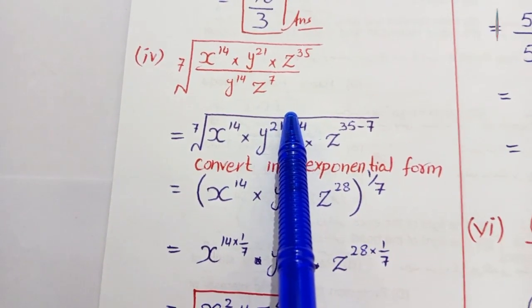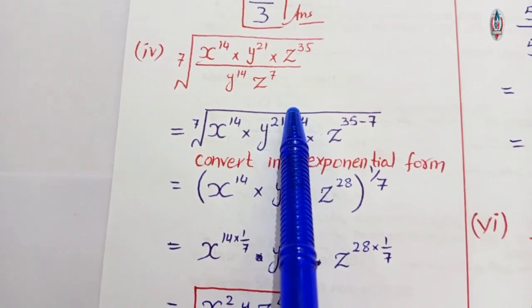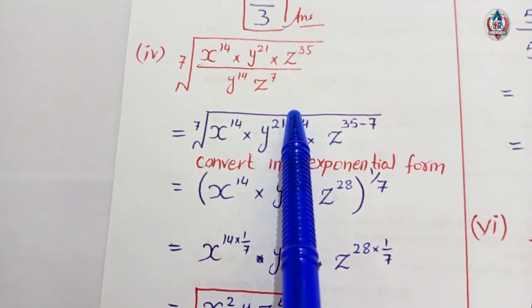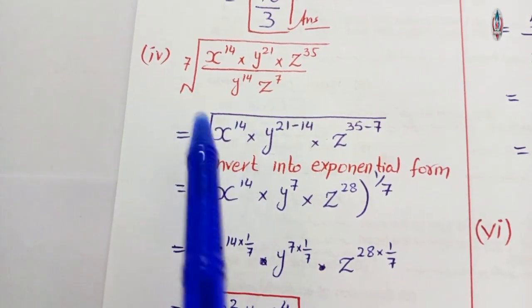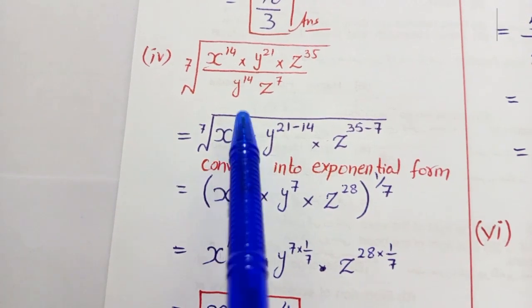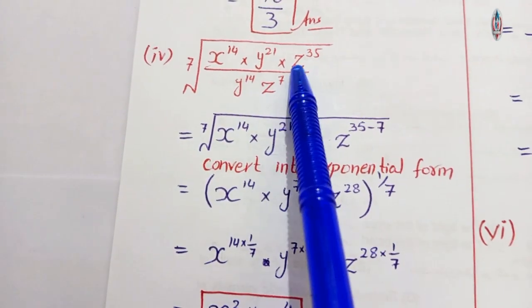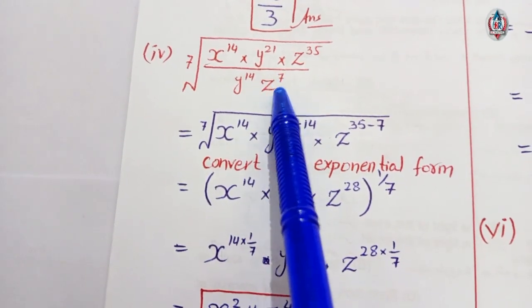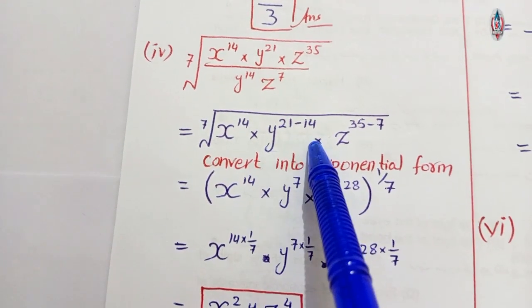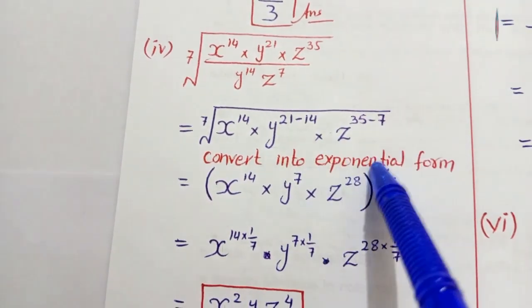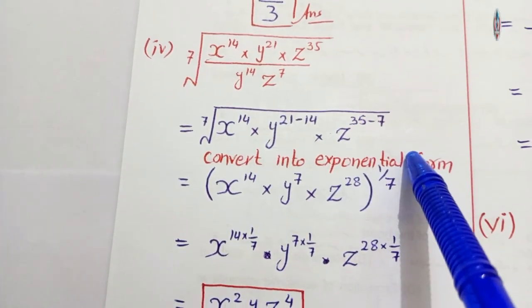Firstly, apply the rule: when two numbers divide with the same base, subtract their exponents. So x raised to power 14 as it is, y in numerator and denominator, so divide y raised to power 21 minus 14, and similarly z raised to power 35 minus 7.